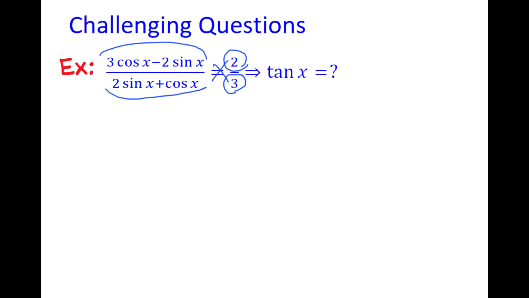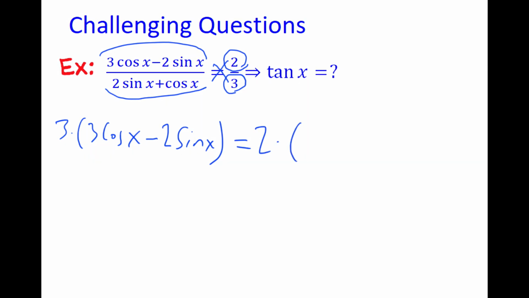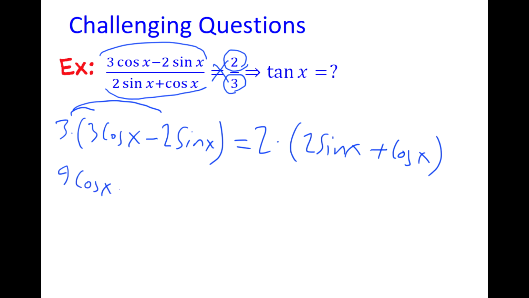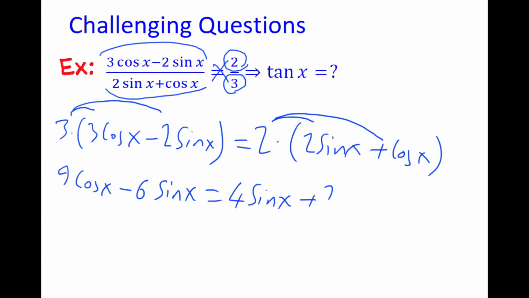Here, guys, we're going to multiply 3 by each term. Actually, let me write it first. 3 times, in the parentheses, 3 cosine x minus 2 sine x, is equal to 2 times, in the parentheses, 2 sine x plus cosine x. Now if you distribute this 3 into the parentheses, then we're going to have 9 cosine x minus 3 times 2 is 6, so 6 sine x, and this is equal to, again, we need to distribute the 2 into the parentheses. Once we do it, we're going to have 4 sine x plus 2 cosine x.